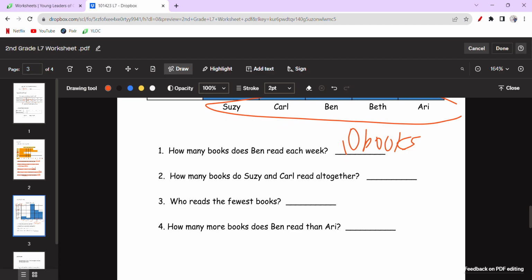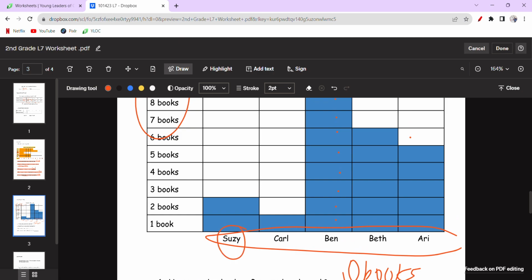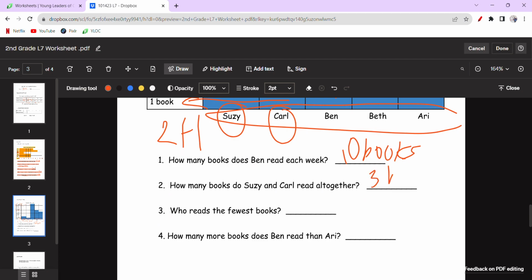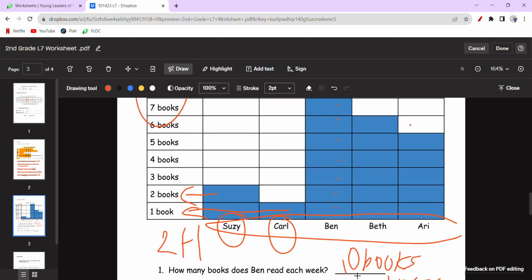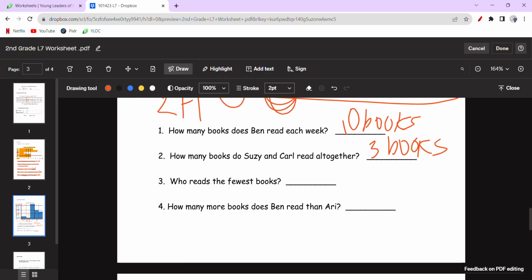How many books does Susie and Carl read all together? Okay, so we're adding up how many books Susie and Carl reads. Susie reads 2 books. Carl reads only 1 book. So 2 plus 1 will equal 3. So it would be 3 books. Who reads the fewest books? And if you look at the graph, who has the least amount of blue boxes? It would be Carl again. So Carl reads the fewest books.